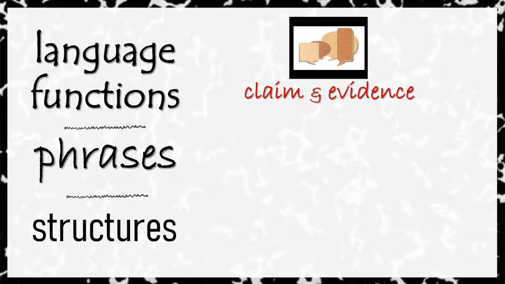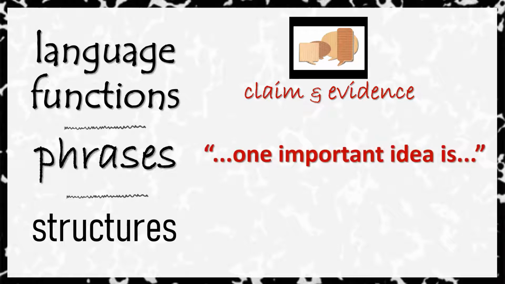With this language function, there are phrases that indicate which statement is the main argument and which statements are the supporting evidence. Transitional words and phrases such as "evidenced by," "as a result," and "one important idea is" help to distinguish shifts in the thinking behind stating a claim and citing evidence. There are also structures associated with that language function that we are expected to use to give shape and organization to our language.